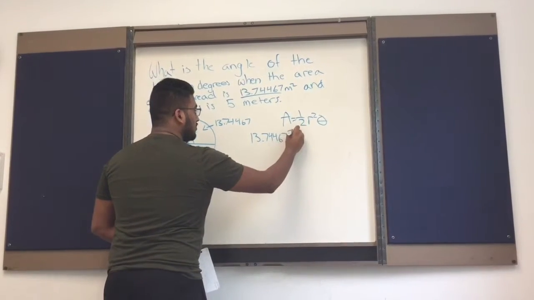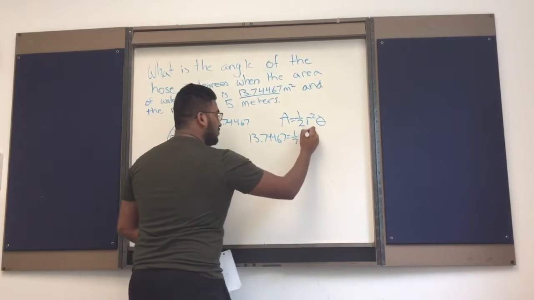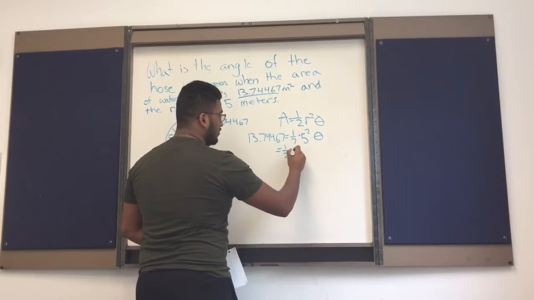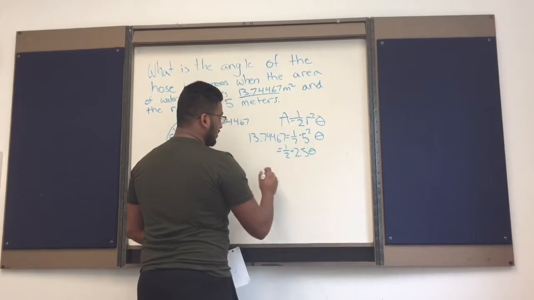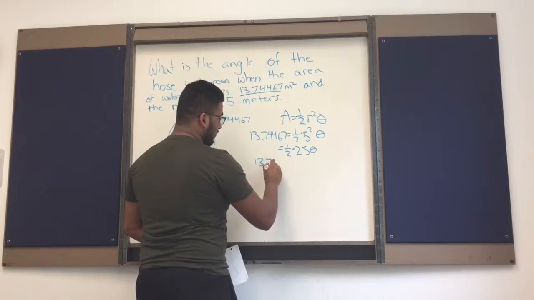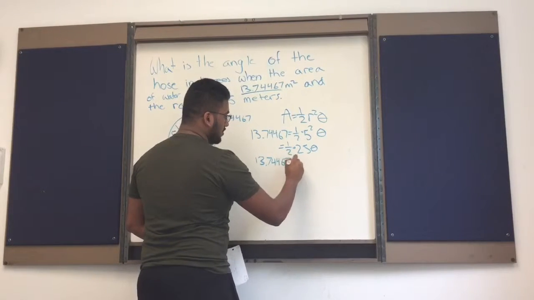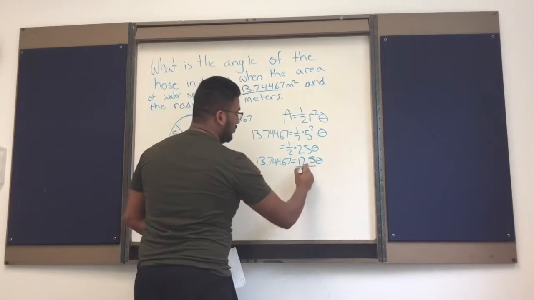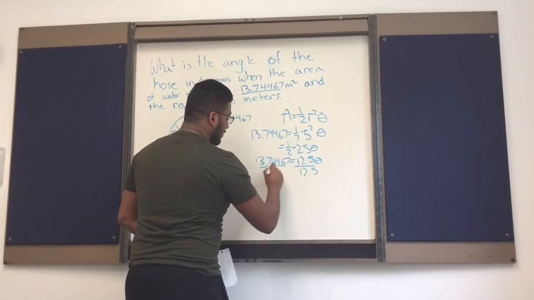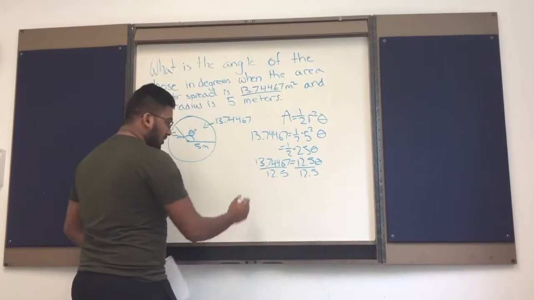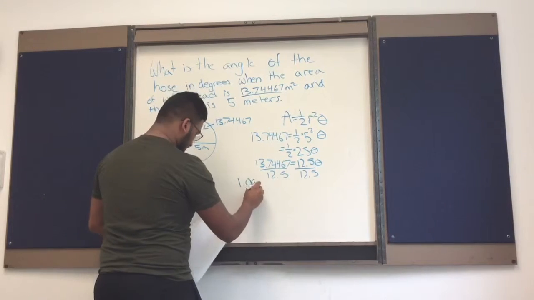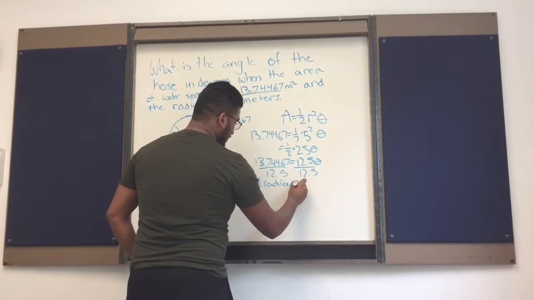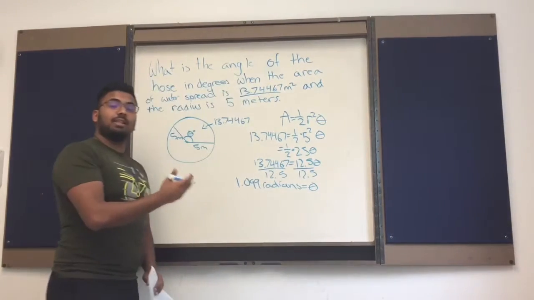13.74467 equals 1/2 times 5 squared theta, equals 1/2 times 25 theta. 13.74467 equals 12.5 theta. And then from here, we'll divide by 12.5 on both sides. And we shall get 1.099 radians equals theta.